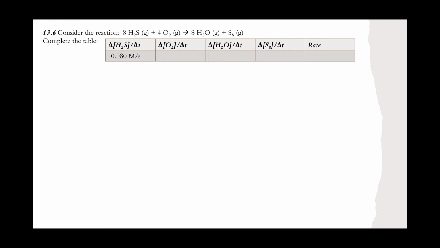When I do these problems, I recommend to always write out that definition for the reaction that you're given. In this case, we're given a reaction of 8 moles of dihydrogen sulfide that reacts with 4 moles of oxygen gas to produce 8 moles of water vapor and 1 mole of octasulfur.